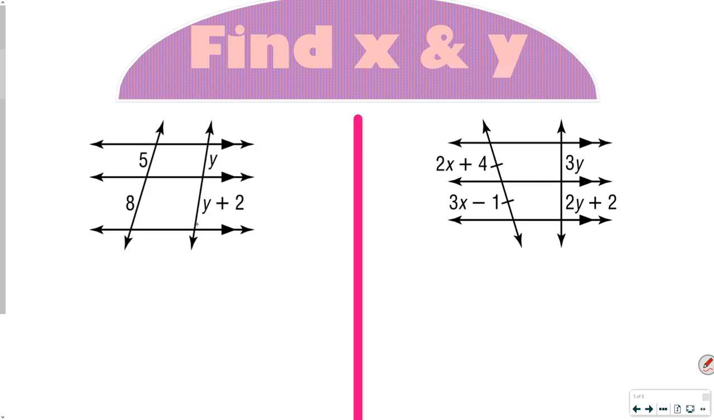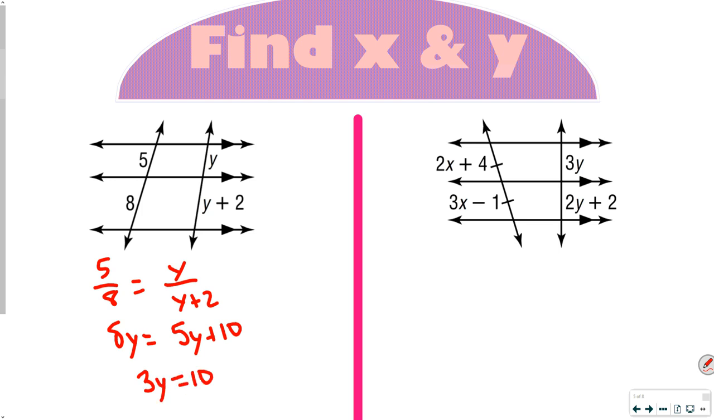Again, part to part, so you have 5 over 8 is equal to y over y plus 2. Cross multiply, I have 8y is equal to 5y plus 10. Subtract the 5y is 3y. Divide by 3, and y is 10/3, or 3.3 repeating.